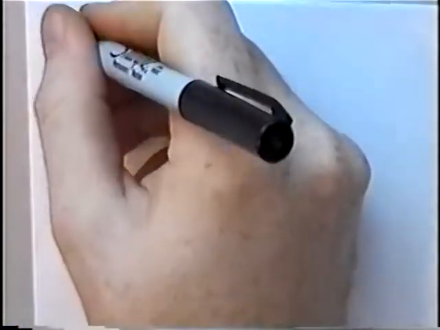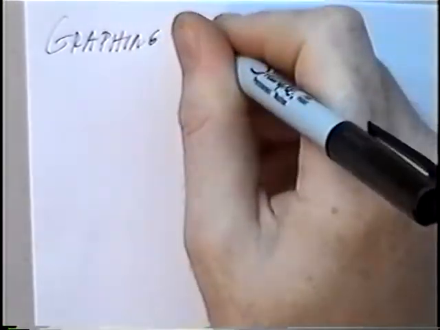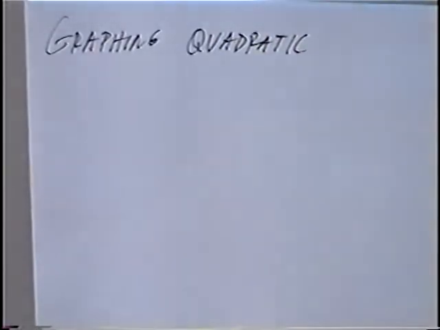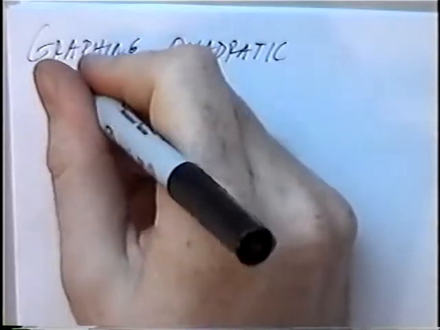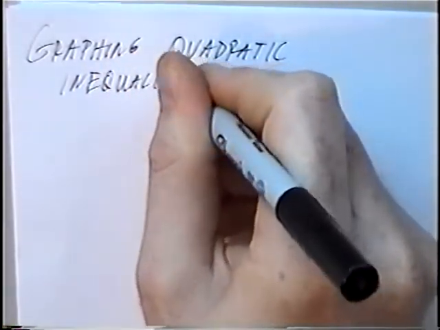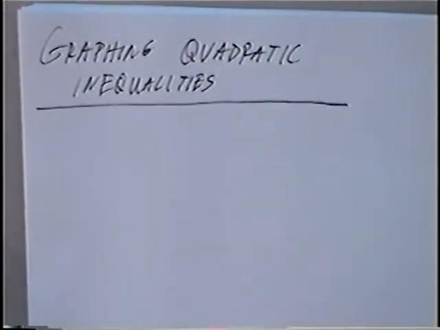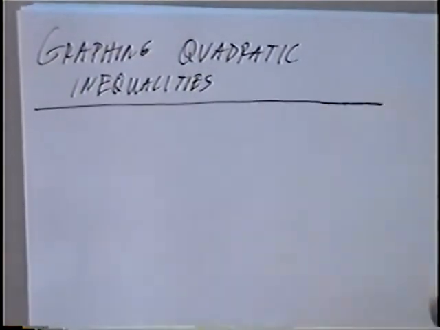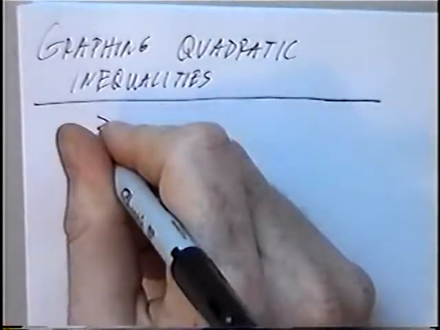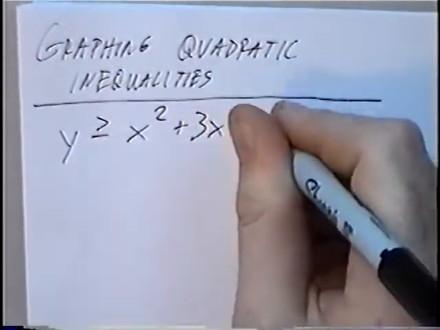Title of the first section today is Graphing Quadratic Inequalities. Graphing quadratic inequalities, instead of an equal sign, we'll have an inequality for the equation. First question, y is greater than or equal to x squared plus 3x minus 18.